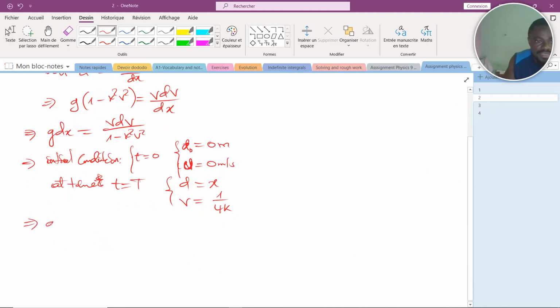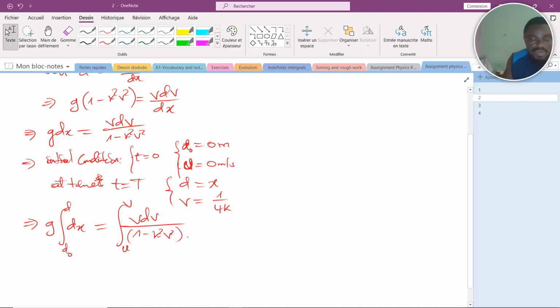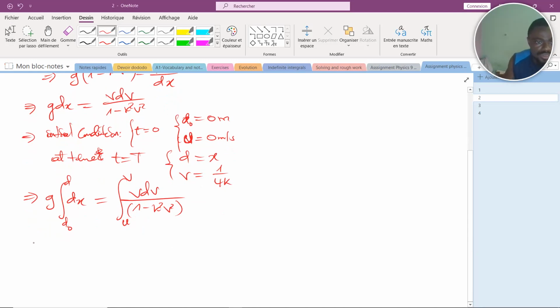So this implies g times the integral of dx, where x is varying from d0 to d. Is that okay? So the integral from d0 to d will be equal to the integral where v is varying from the initial velocity to the final velocity, u to v, of v dv over 1 − k²v². Okay, let's substitute values. This implies g times the integral where d0 is 0 and d is x.